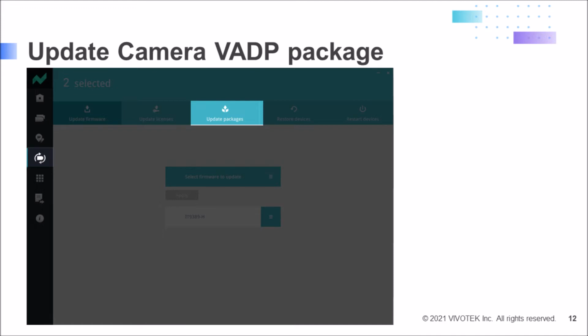From time to time, the VADP vendor will provide a new update for users, and in some situations, the user will be advised to upgrade to the latest version of the VADP package onto the camera. With Chauffeur, you will be able to do the batch VADP update for multiple cameras at the same time.